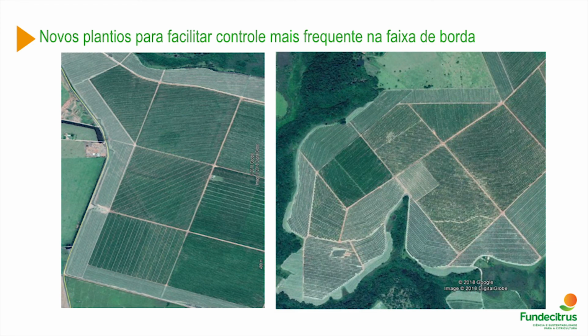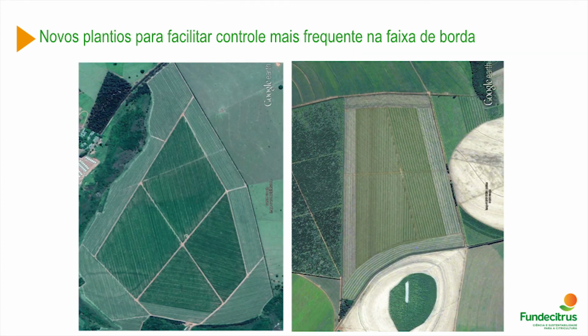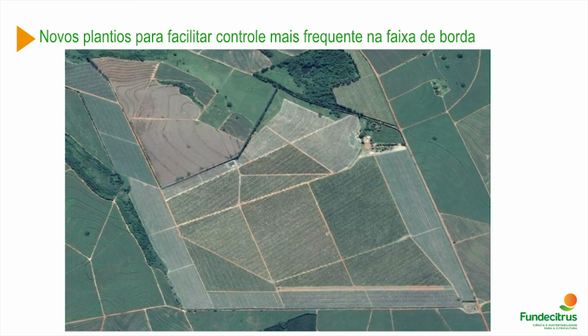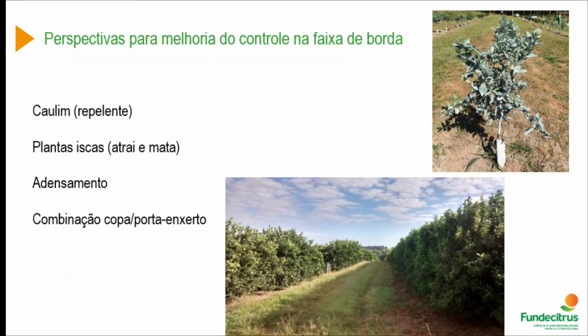You will have frequent applications in this area of the grove and less frequent in the central area of the grove, depending on whether it is bearing fruit or not. This is another example of the same type of planting, another farm. So you see that all of them have been prepared for that type of management of HLB, knowing that the disease will come and that you have to protect the border of the farm.